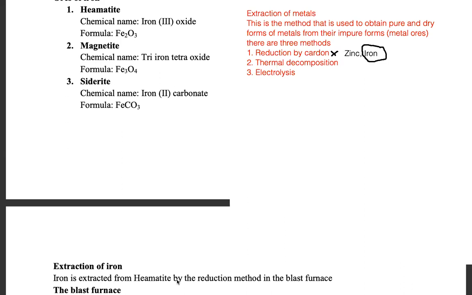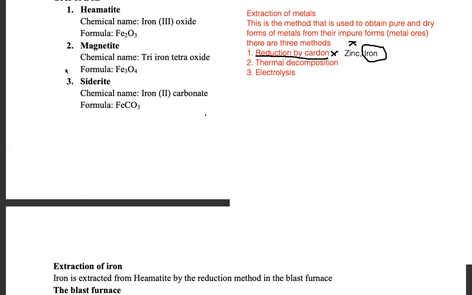I'm saying there are three methods: reduction by carbon, thermodecomposition, and electrolysis. Now, because today we will be looking at reduction by carbon, it was very important for me to indicate the metals that are extracted by that method. And those metals are two, zinc as well as iron. So you have to pay attention to the particulars, because once we look at iron, we will not look at zinc in detail, because like I said, some properties or some steps are the same.